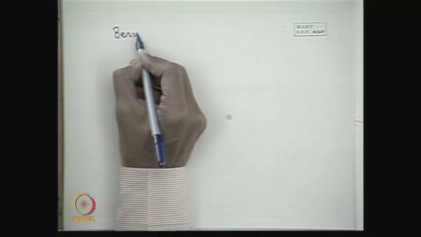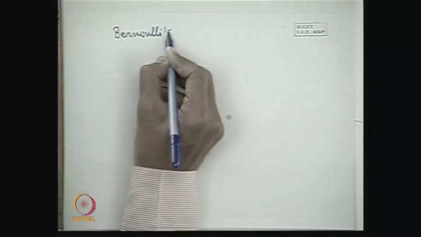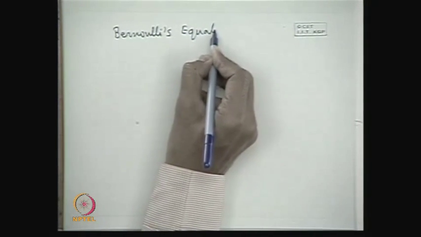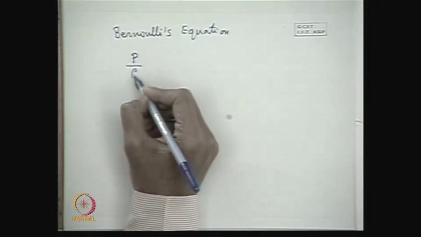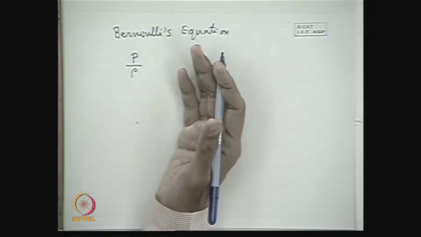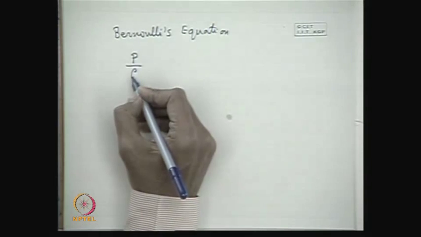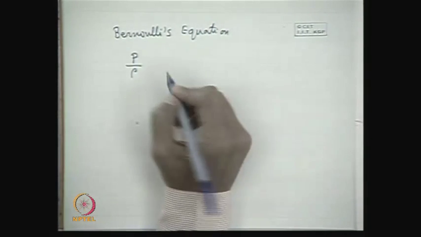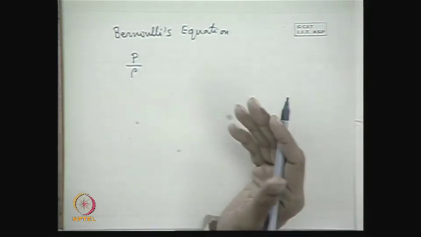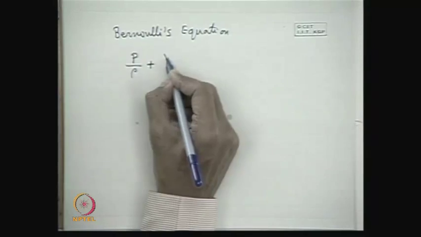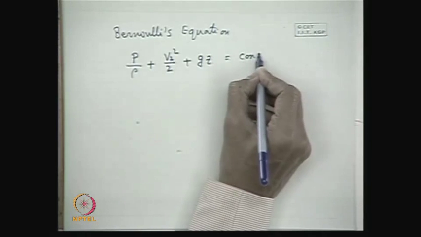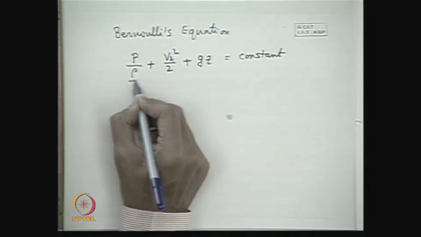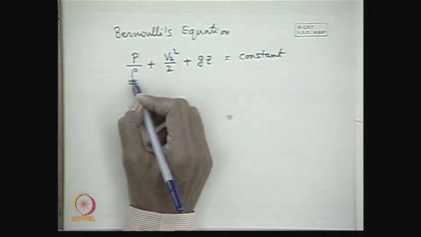If you recapitulate Bernoulli's equation, we know that the pressure energy P by rho, sometimes we can write it in terms of the specific volume, or 1 by rho; these are synonymous. But the usual convention is that in fluid mechanics we use 1 by rho, density, rather than specific volume. But in thermodynamics we prefer specific volume. So, P by rho plus V square by 2 plus GZ is equal to constant. What does it mean? This quantity, as we have seen, is the pressure energy or the flow work per unit mass.